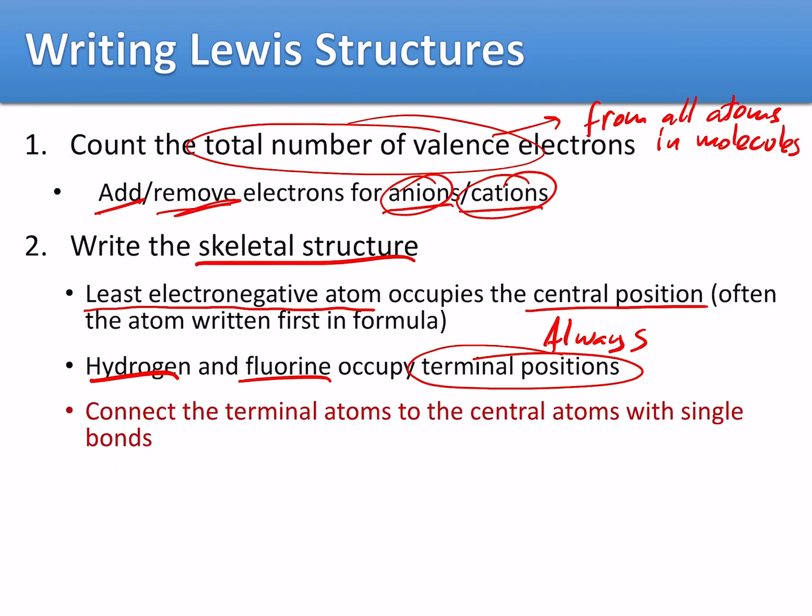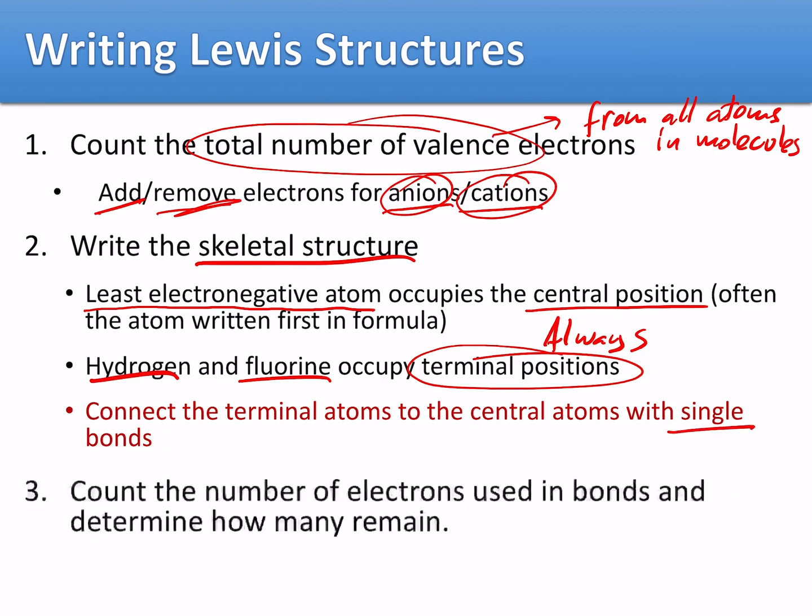Now we connect all of those terminal atoms to the central atom. You start with single bonds. You connect everything with single bonds. And then remember, each single bond represents 2 electrons. That will give you the number of electrons that you have used so far. And whatever you have left, then you start putting around the terminal atoms.